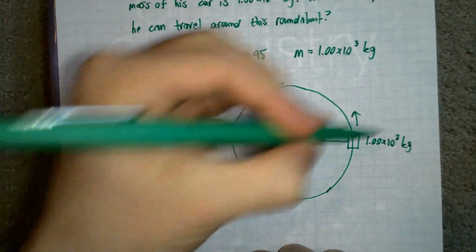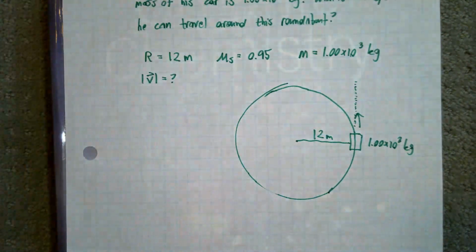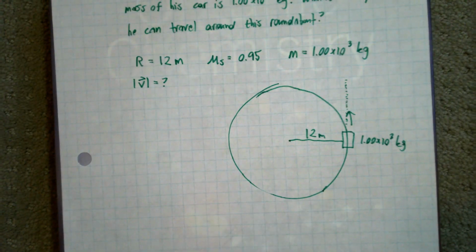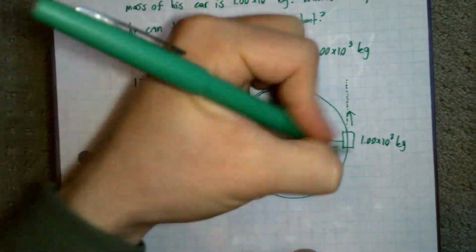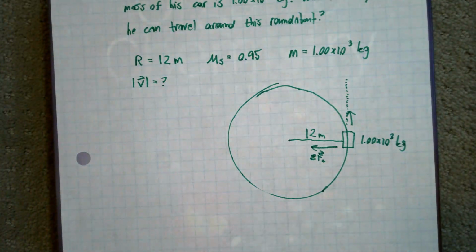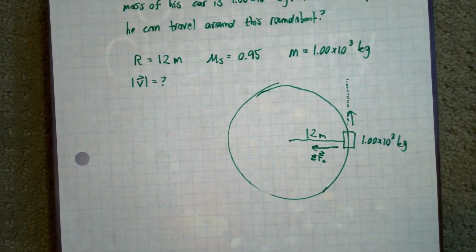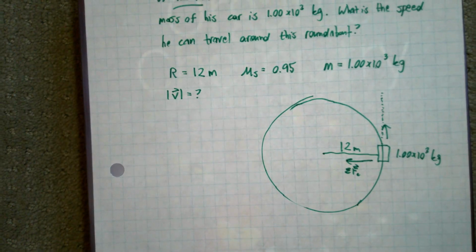Remember, his car wants to go this way. His car wants to travel in a straight line by Newton's first law. What keeps him in the circle? That would be a centripetal force that's acting on him. Here's a centripetal force, some net centripetal force. In Jack's case, that would be the force between his tires and the road. All right, we know that is the static frictional force.